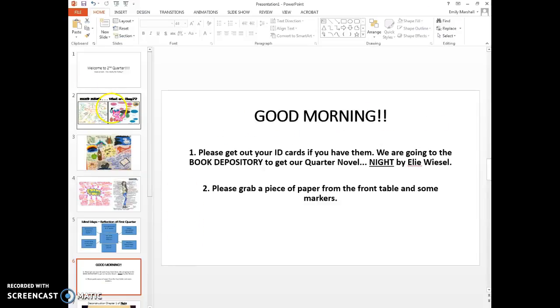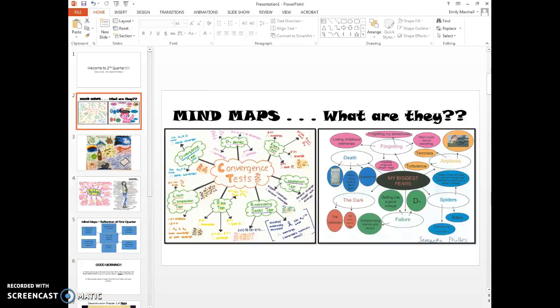So if you weren't here the day before that, it was the first day of actually quarter two, where we went back through and thought about and reflected upon quarter one. And we did that in the form of mind maps. And so we discussed, what are mind maps? And so here's a couple examples.